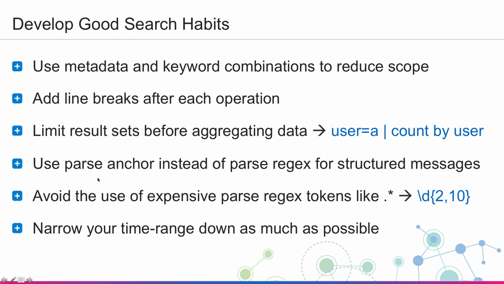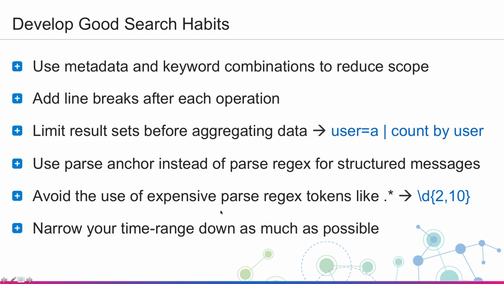Okay. Use parse anchor instead of parse regex for structured messages. So what's parse anchor again? Well, it's that nifty little UI that allows you to highlight a specific part of the message and then extract fields out of those messages. Right. Parse regex uses regex format to find very specific components within a log event.